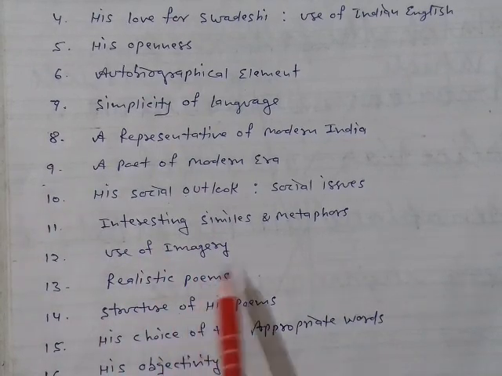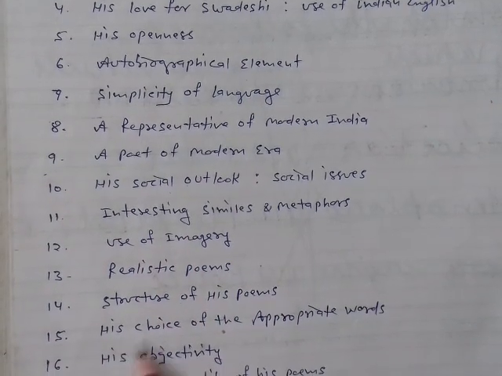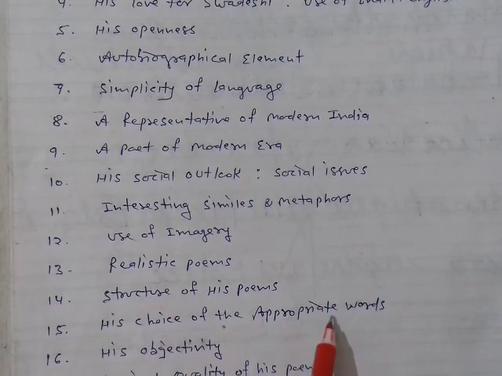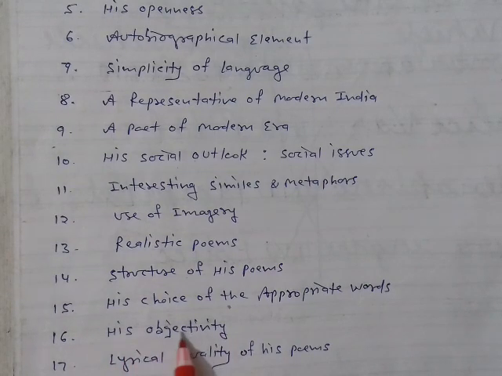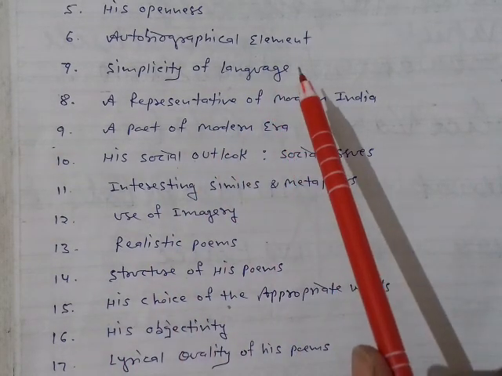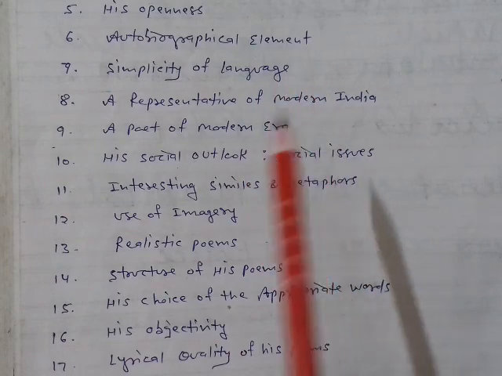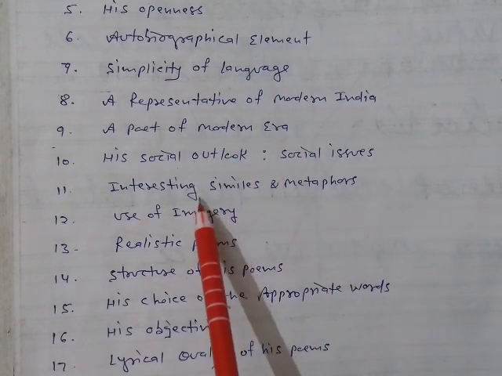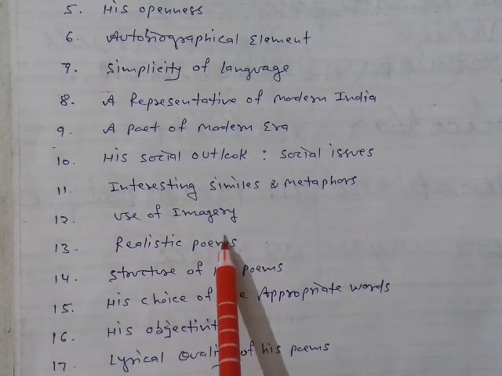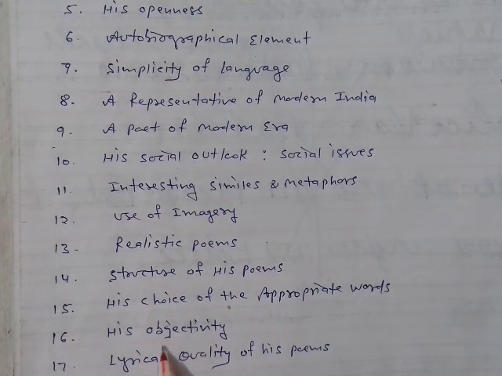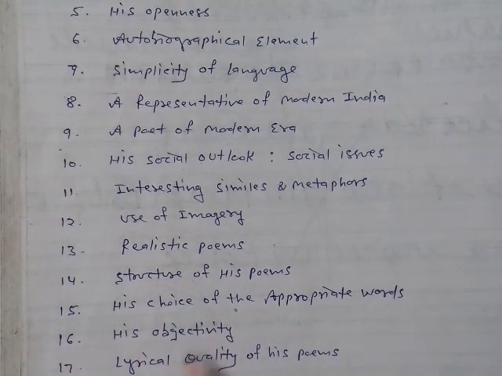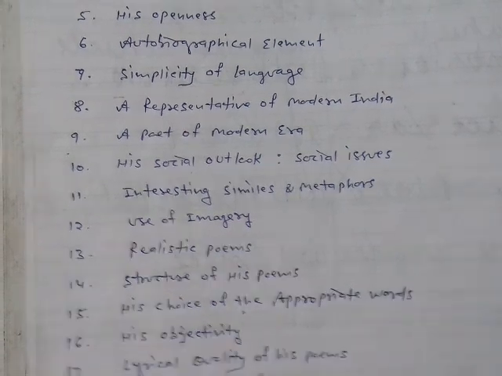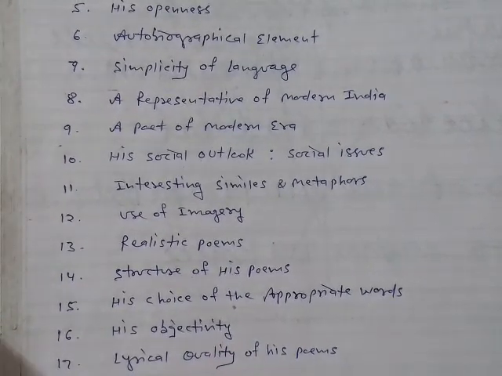Now the structure, okay, the structure of his poem. Now his choice of the appropriate words, all these headings may help you. His objectivity, though there are autobiographical elements, subjective note or personal note, but he is also very well talented, skilled in making use of objective things. Means the theme or the title or the concept are also very objective. And the last one, another one, that is the lyrical quality of his poems.